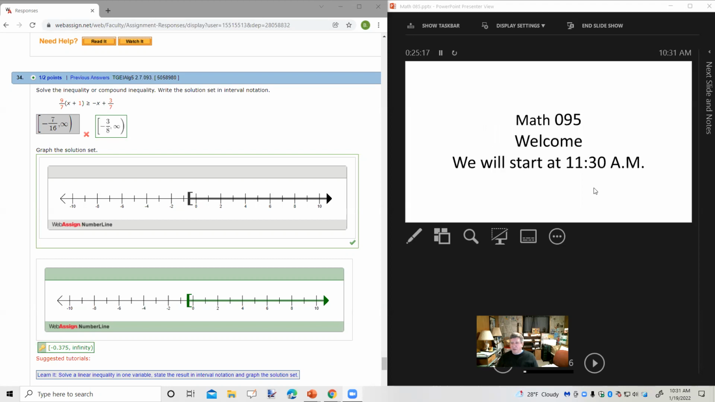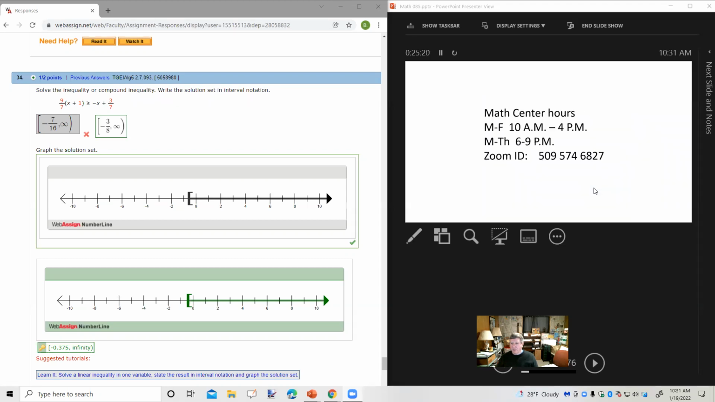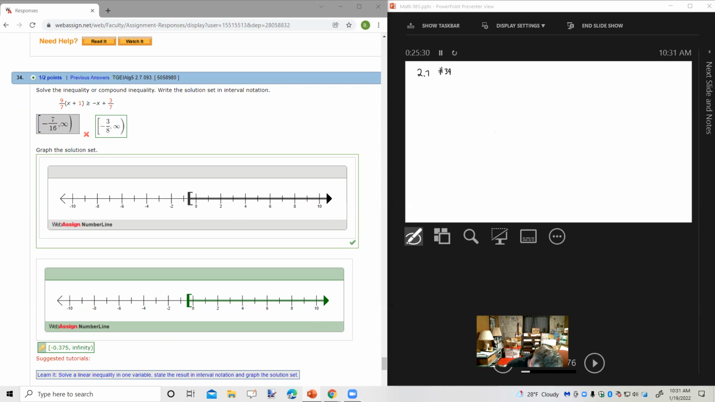So let's get started. I have some questions that came in via email. First of all, this is from Section 2.7, number 34. And the student said that they got the graph correct, but not the interval notation. And we'll take a look at that.